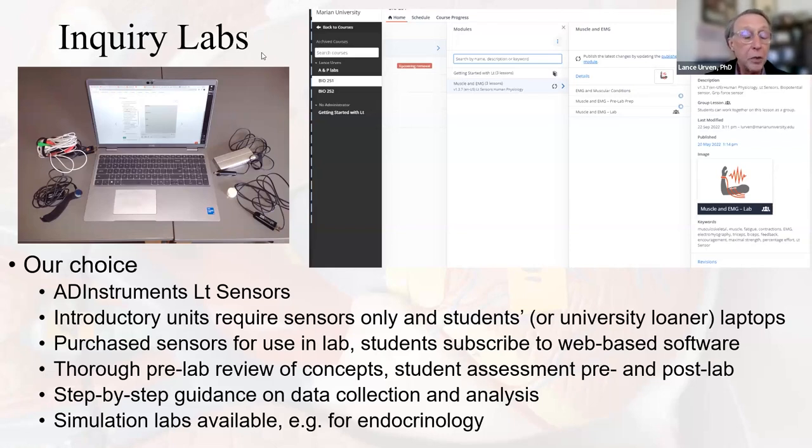So there are simulation labs available where they will show you what experiment could be done, what those results might look like, and then allow them to do the data analysis. So that's an option here too with this system that you can, again, subscribe to on a modular basis, use it if you want it. If you don't want it, don't need it, students don't have to pay for it.